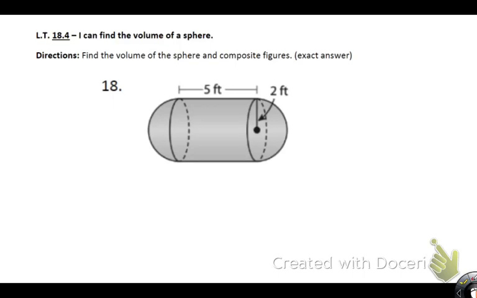All right, so now we have another composite shape here. So we have a cylinder, and then we have half a sphere on this side. We got half a sphere on this side. So really all we need to do is find the volume of the cylinder and then add the volume of a sphere, because we got half and half, which equals the whole sphere.